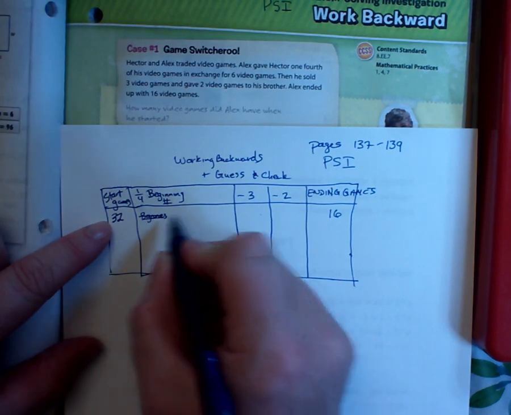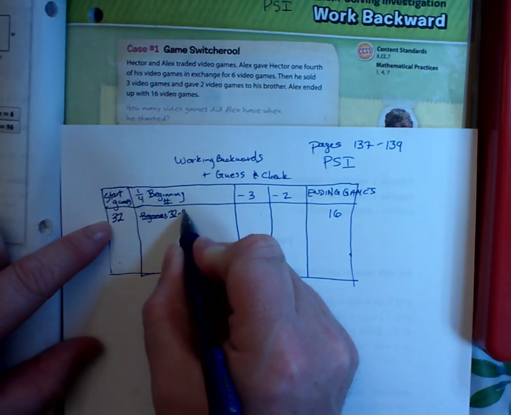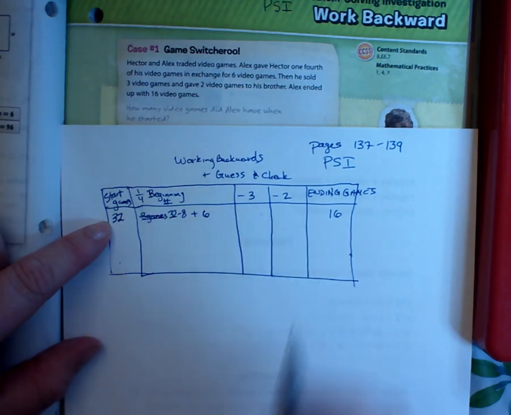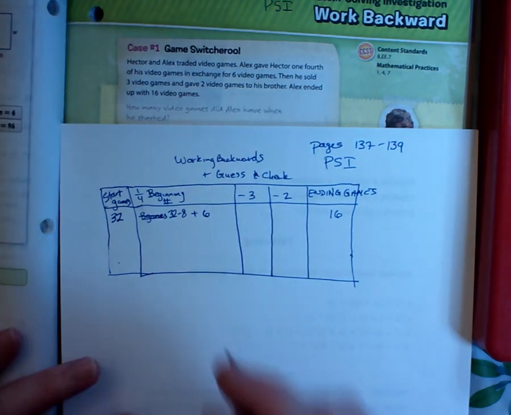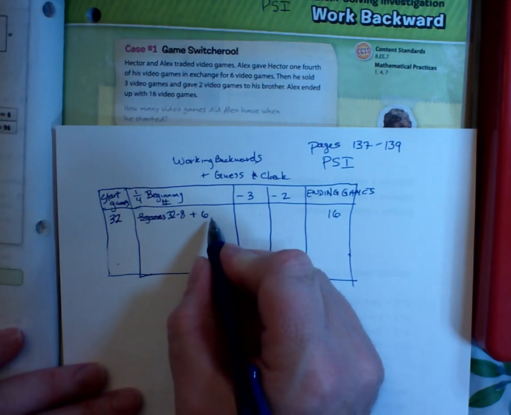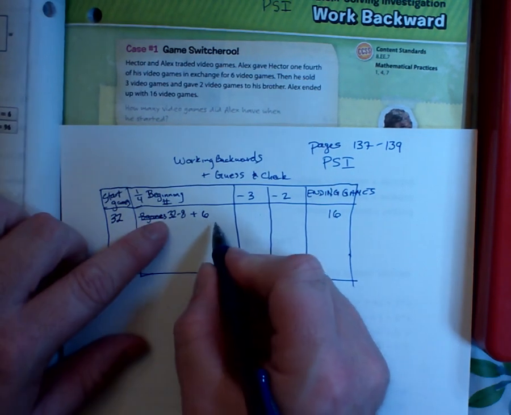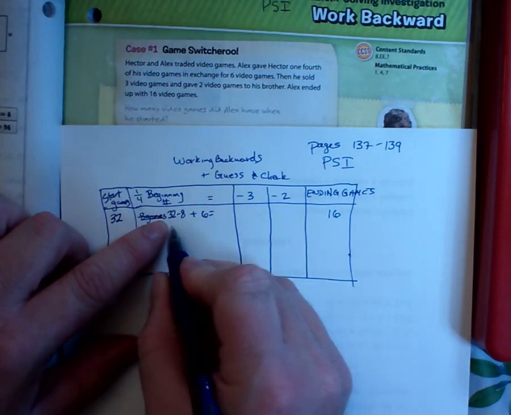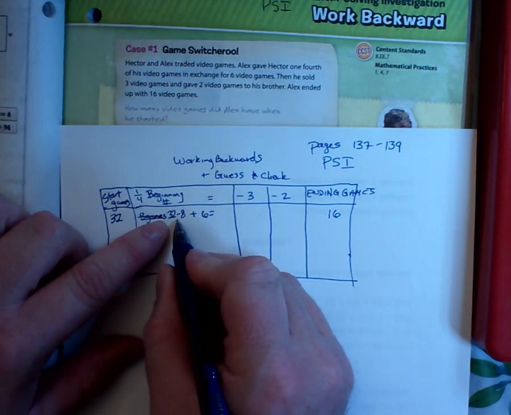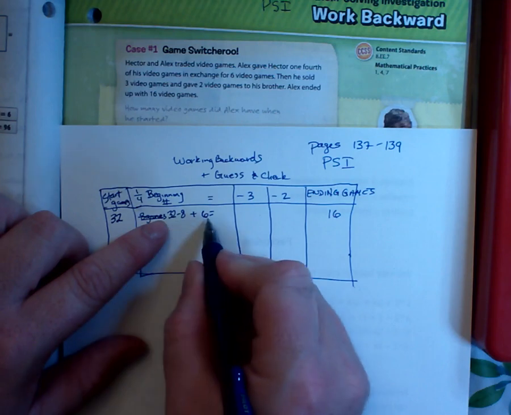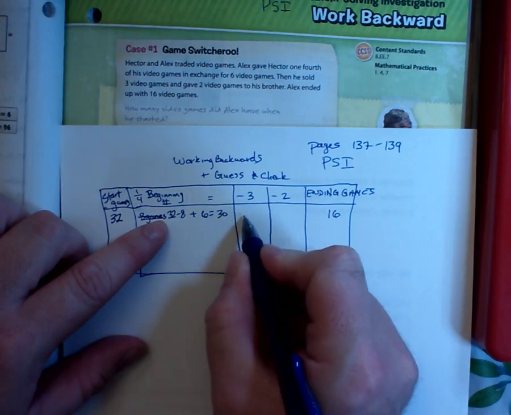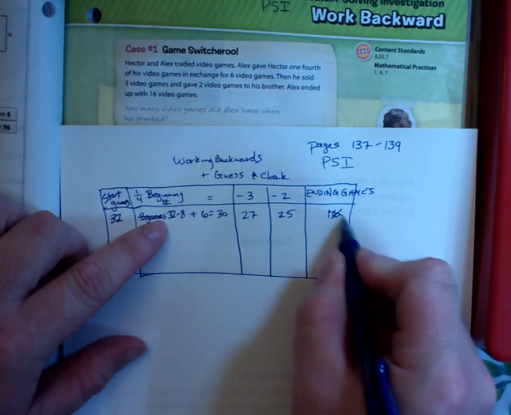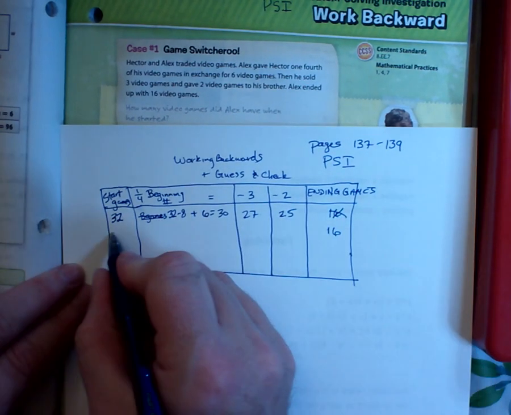So 32 minus 8, but then he gets plus 6 more back. So that number is going to be equal to 32 minus 8 is 24, plus 6 is 30, minus 3 is 27, minus 2 is 25. That does not work out to be 16. Let's go down to the next one, 28.